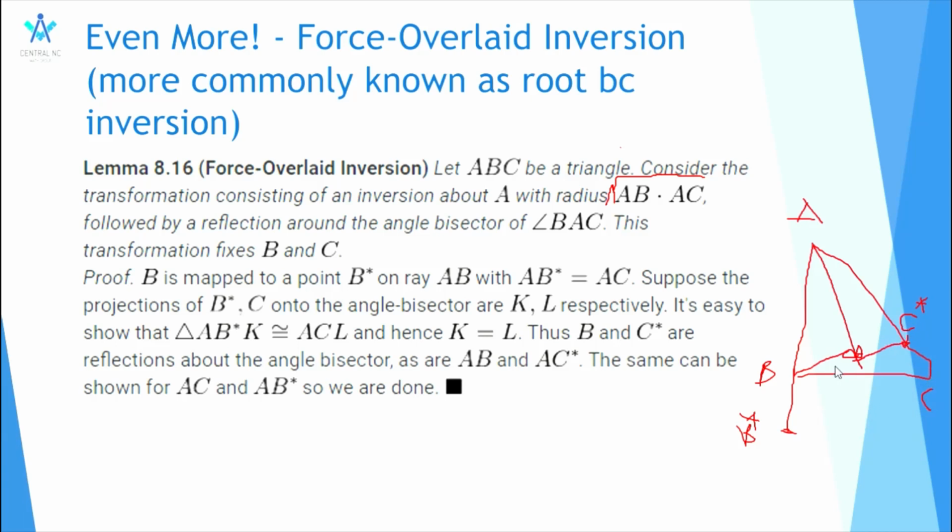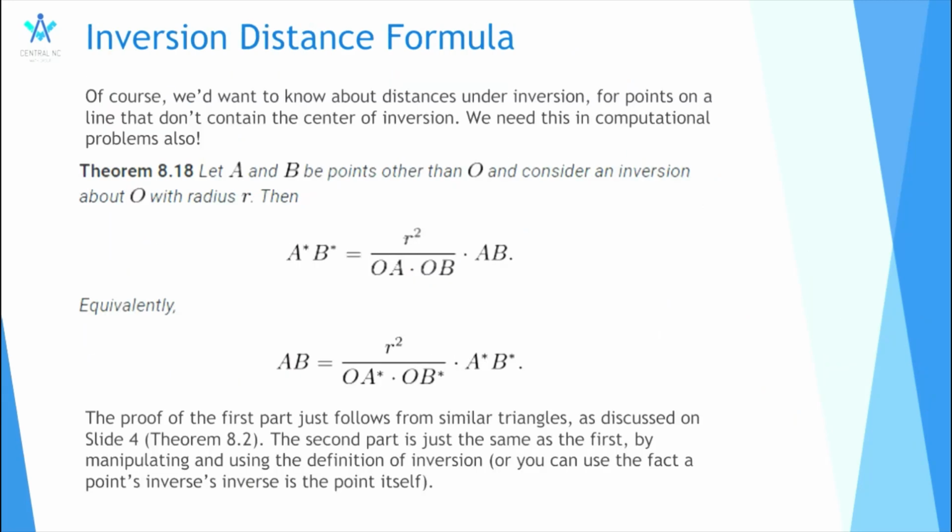This is very helpful when we have a triangle and an angle bisector, and we see that things might work well. And we're going to see, in fact, in our example problems, two problems that use this lemma, and we're about to see them, because we have the inversion distance formula first. Of course we need to know about distances under inversion, especially for these computational problems that you are going to see in problem of the day next week.